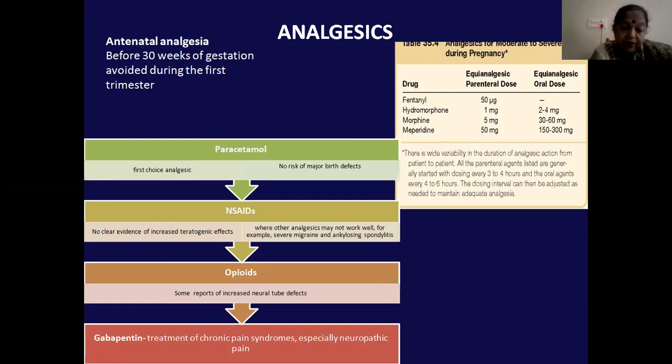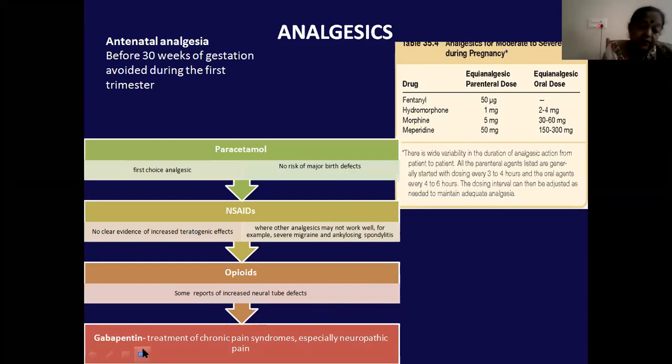Non-steroidal anti-inflammatory drugs, there is no clear evidence of increased teratogenic effect. Other analgesics may not work well. For example, severe migraine is there with the patient who is pregnant and she is having ankylosing spondylitis. In this patient, definitely in a smaller proportion of the cases you can use non-steroidal anti-inflammatory drugs. Opioids, there are some reports of increased neural tube defects. And gabapentin can be given in some of the patients of chronic pelvic pain. There are other analgesics we can use like fentanyl, morphine, meperidine. There is a wide availability of analgesic action for these drugs.